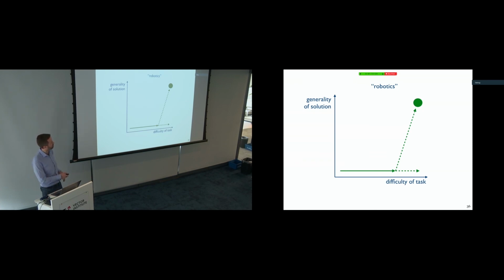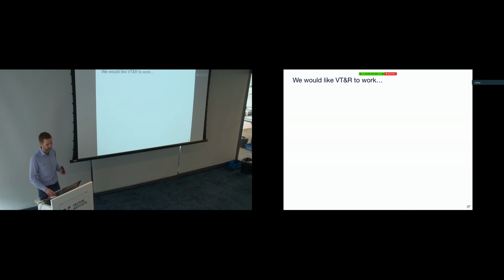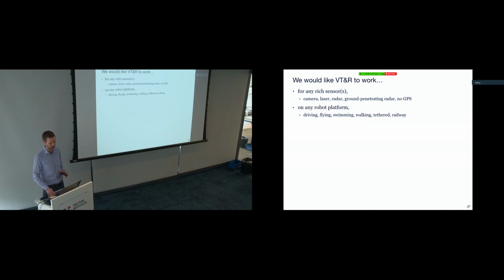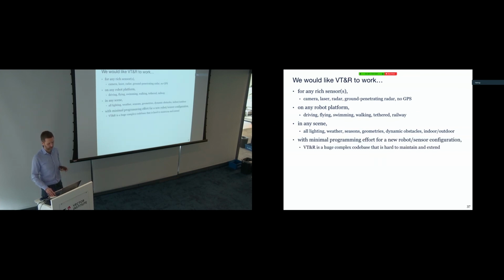In some sense, my lab has forked. Some people are continuing to push VT&R and make it better, and others are now looking at how we do something more than that. So my mission statement is I would like something like VT&R to work for any rich sensor, camera, laser, radar, RGBD camera, on any robot platform, flying, driving, swimming, walking, in any scene, which means all lighting, all weather, all geometry, dynamic obstacles, indoor, outdoor. Minimal programming effort for a new robot and sensor configuration.